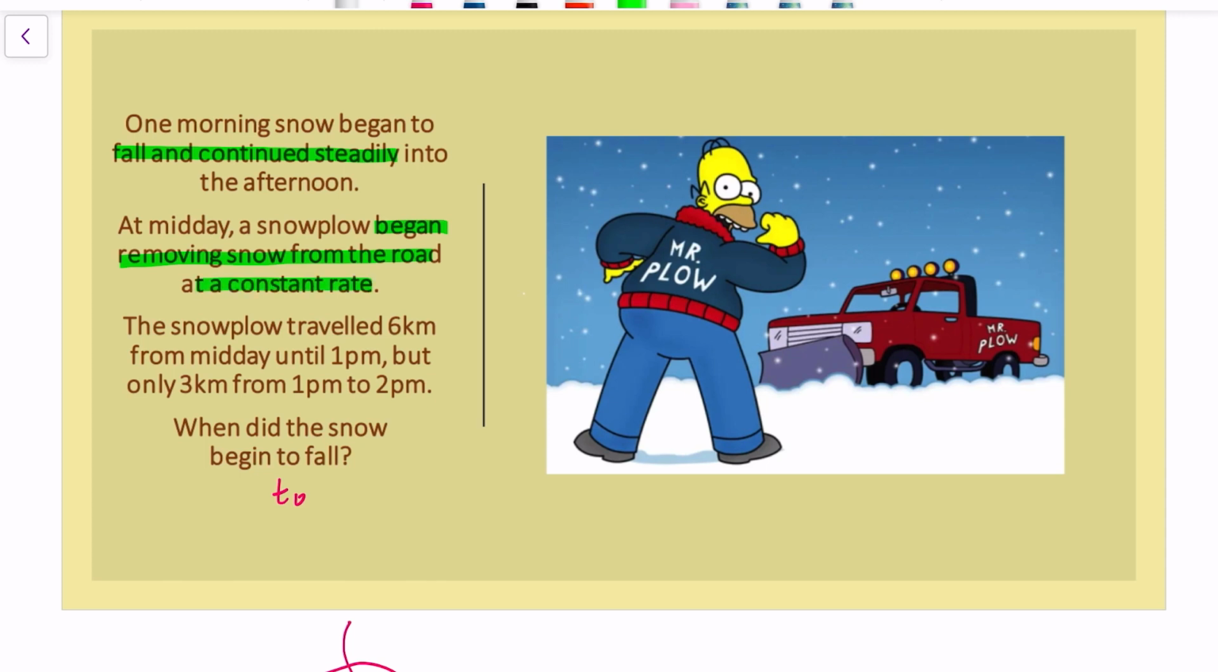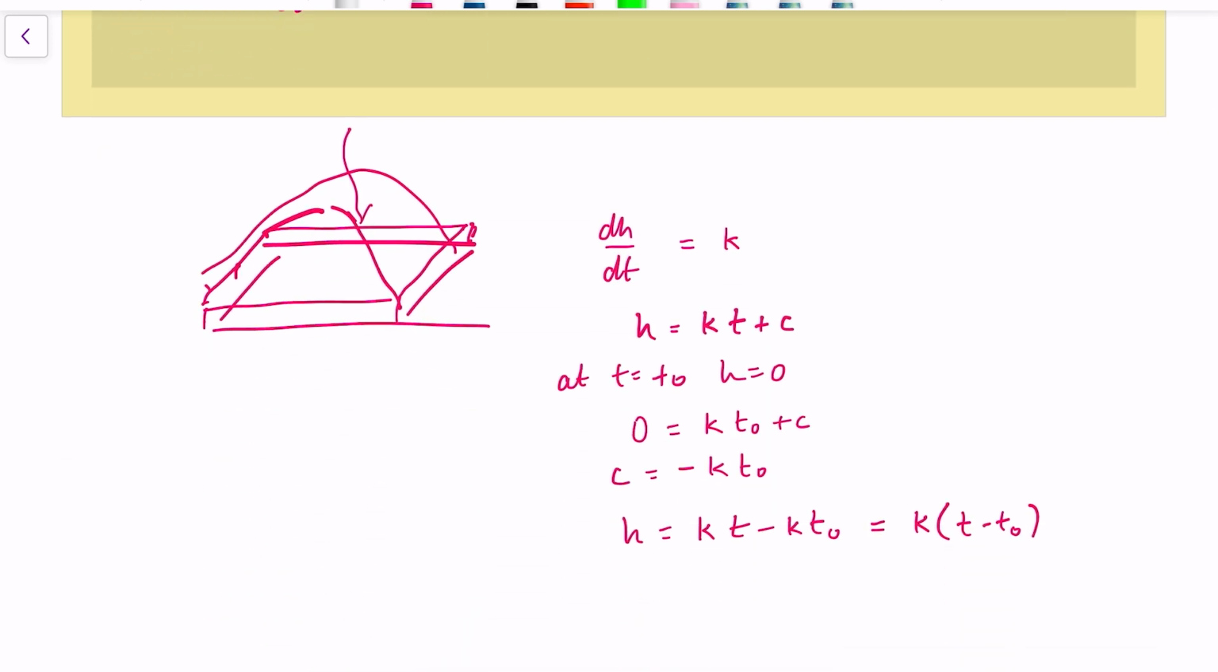But if there's more snow in front of it, it's going to slow it down, because it tells you here that the snowplow travelled 6 km from midday to 1, but then only 3 km in the next hour. So it's slowed down by the fact that when it's removing snow at a constant rate, it can't travel as fast. What we need to picture here is this snowplow, and I really don't want to draw a snowplow, but we'll give it a crack. Something with a digger in the front, and it's ploughing along, Homer Simpson in the front.